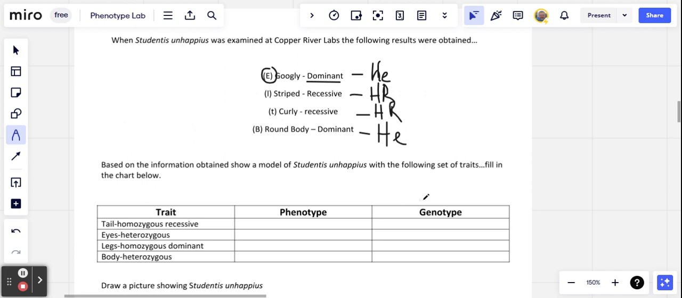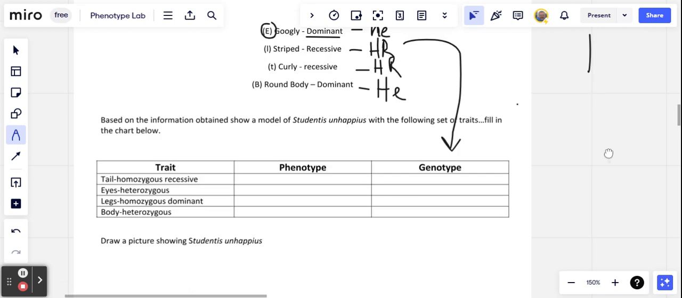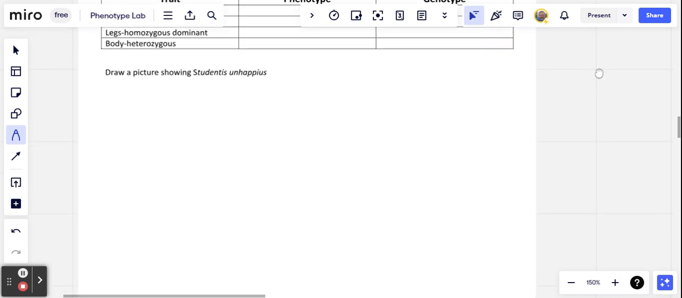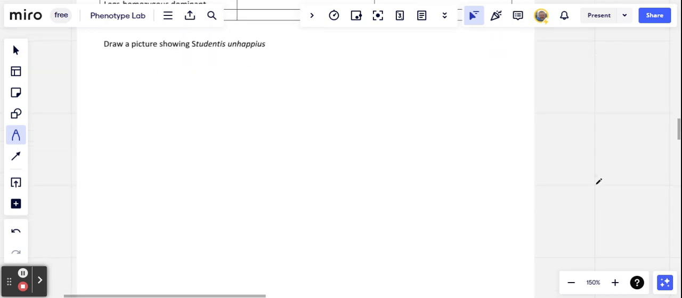You're going to take this genotype that it's given you right here, and you're going to put it right here. And then according to this genotype, or really what it says here, googly eye, stripe, curly tail, you're going to put it for the phenotype. So you do that. And then draw a picture. What do you think this thing looks like? So just draw a picture. If you can't do it computer-wise, just bring a picture in on your printed out copy.